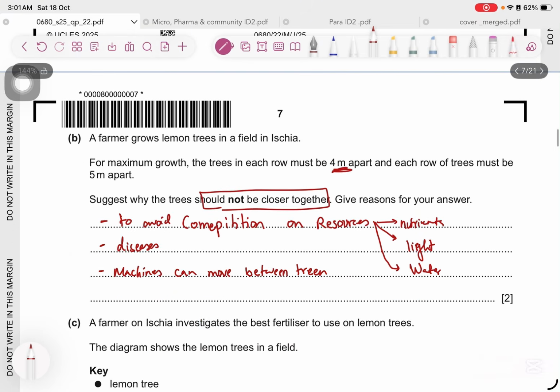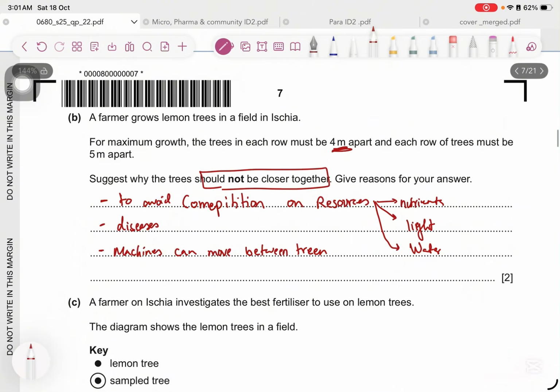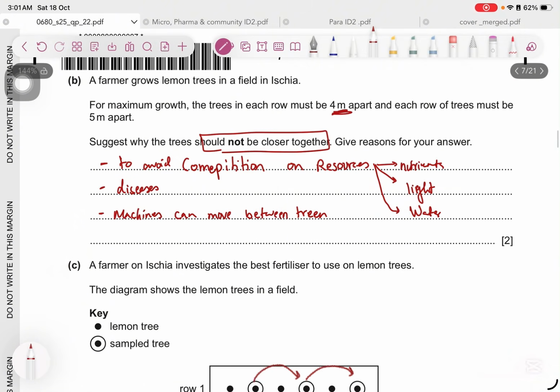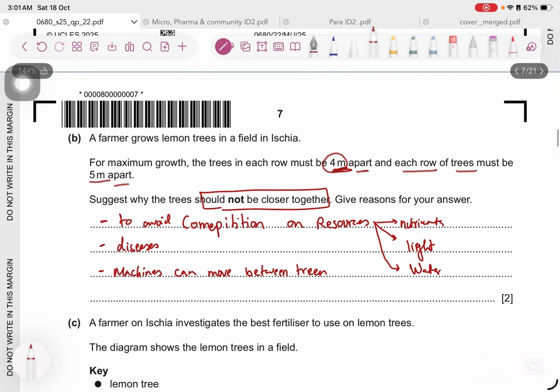Next one. A farmer grows lemon trees in a field in Ischia. For maximum growth, the trees in each row must be 4 meters apart, and each row of trees must be 5 meters apart. So, what do they mean?